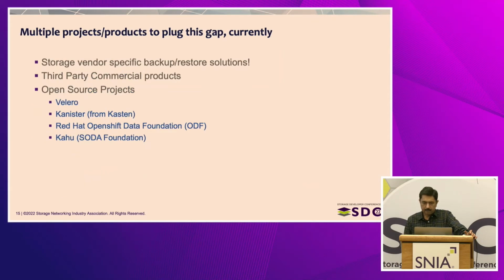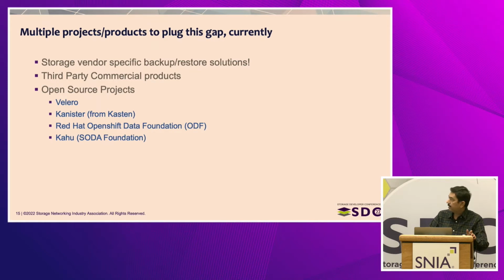Now, given that these things are not there, there are multiple projects which are trying to fill in this gap. And some of them, and not all, some of them are listed here. One is Velero, it's open source, but it's from VMware. There is Kanister, which is from Kasten.io. And I think Kasten is acquired by some other company now, Veeam.